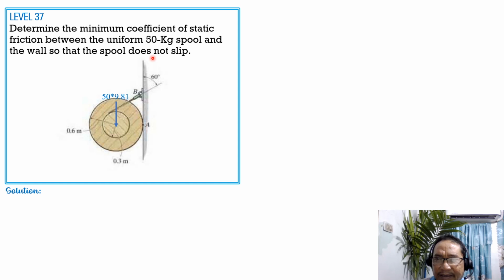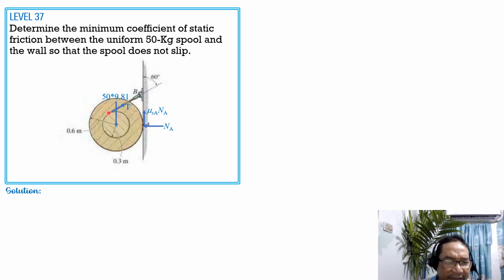Next, let's have the tension applied, T. Normal reaction at A is to the left, friction which is upward, of course, mu sub SA times NA. Then this is the minimum coefficient of static friction. It is mu sub SA NA because we have impending motion so that the spool will not slip.